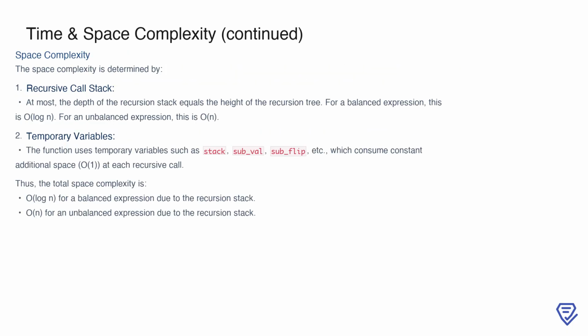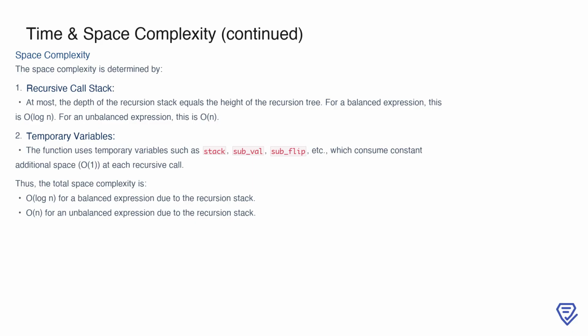The space complexity of the function is primarily influenced by the recursive call stack. During execution, each recursive call adds a new frame to the stack. For a balanced expression, the maximum depth of the recursion stack corresponds to the height of the recursion tree, which is O(log n). In contrast, for an unbalanced expression, where the recursion tree resembles a linear chain, the stack depth increases to O(n).